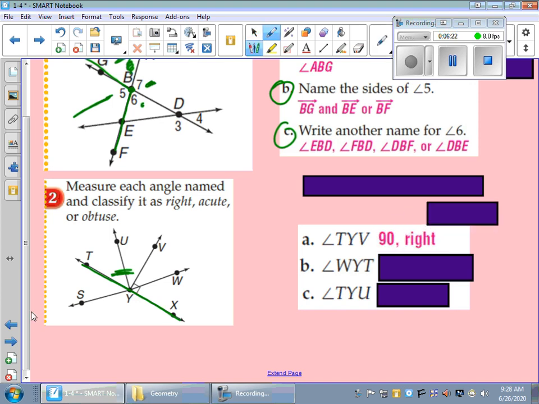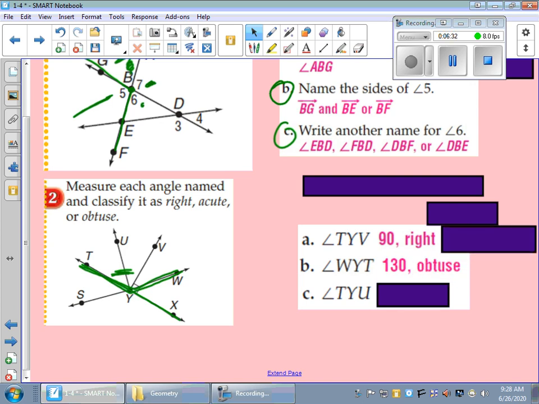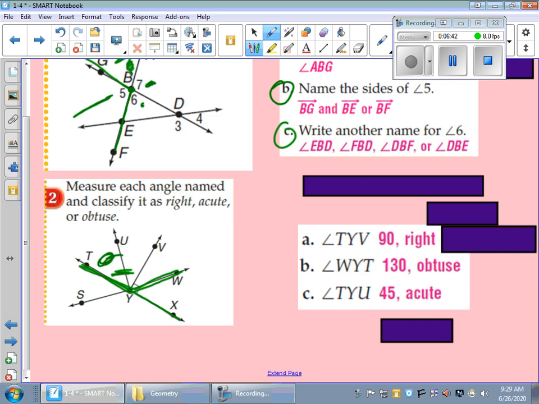Angle WYT is right here. Now again, if you don't have a protractor to use, you kind of estimate 130, or obtuse. And then the last one here, angle TYU, that's this section right here. We would estimate that to be about 45, which is acute.